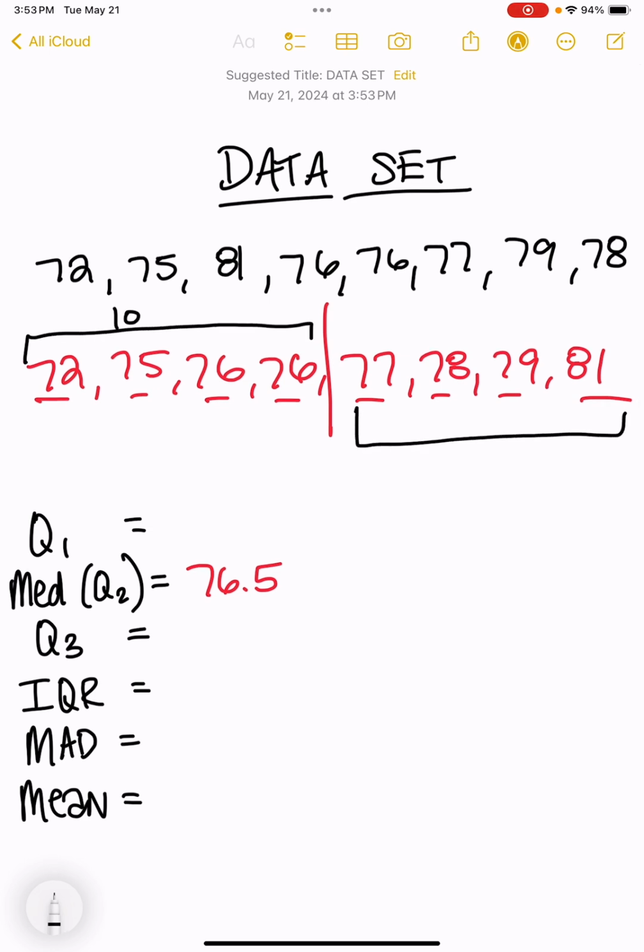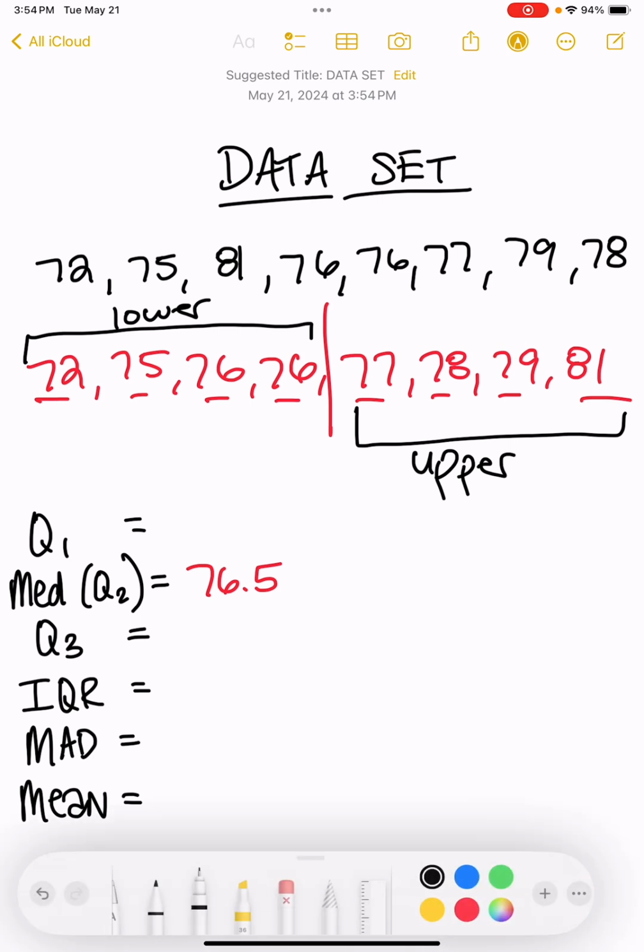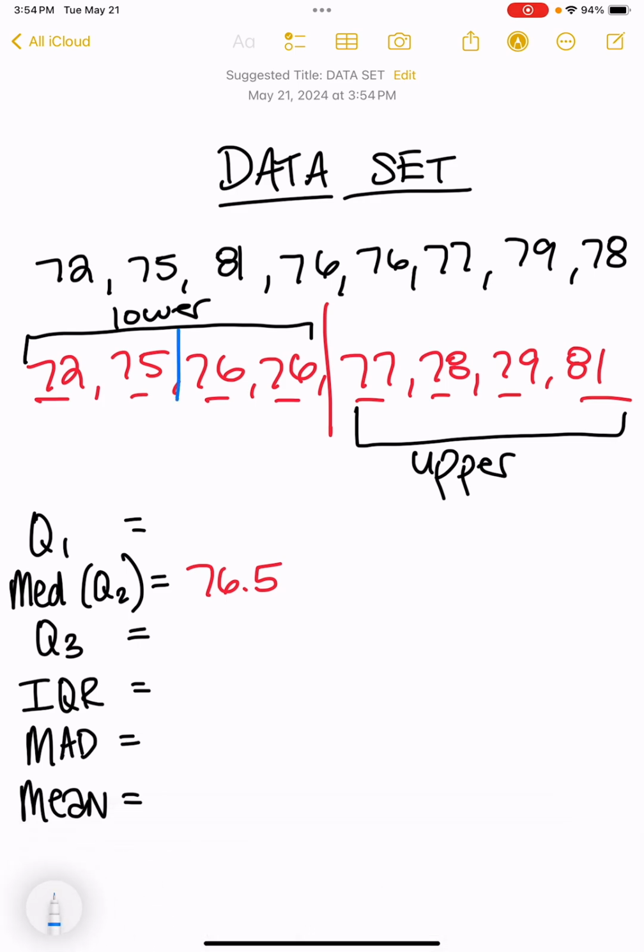And then we know that we need to go back and label our quartiles. We have our lower quartile and our upper quartile, and these sections will allow us to identify our Q1 and our Q3. Our Q1 will be the median of the lower quartile. So we have these four numbers, 72, 75, 76, 76. The median of that is going to fall in between 75 and 76, giving us a Q1 of 75.5. And we will do the same thing with the upper quartile. We're going to split that data down the middle, and in between 78 and 79 will be 78.5. So that is our Q3.